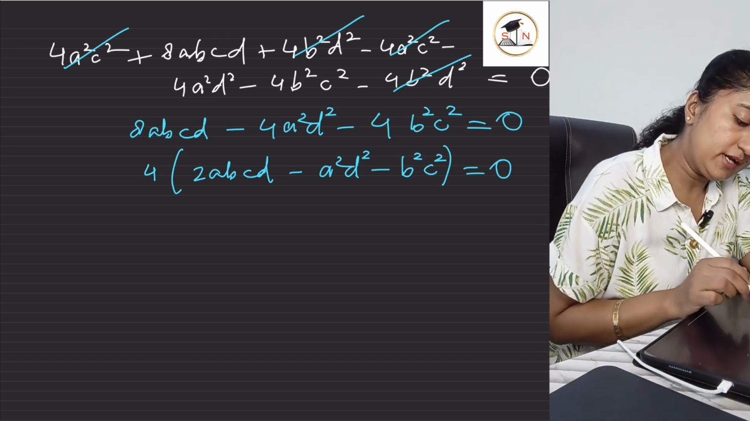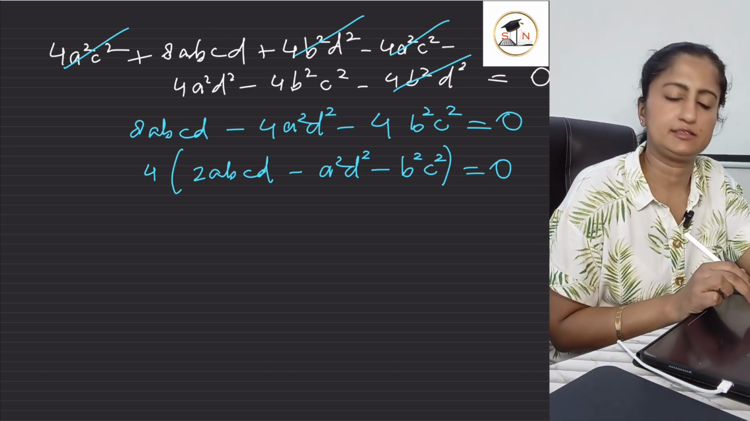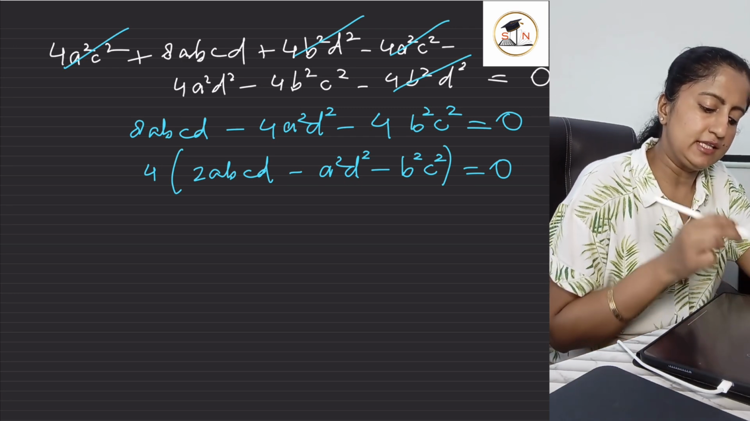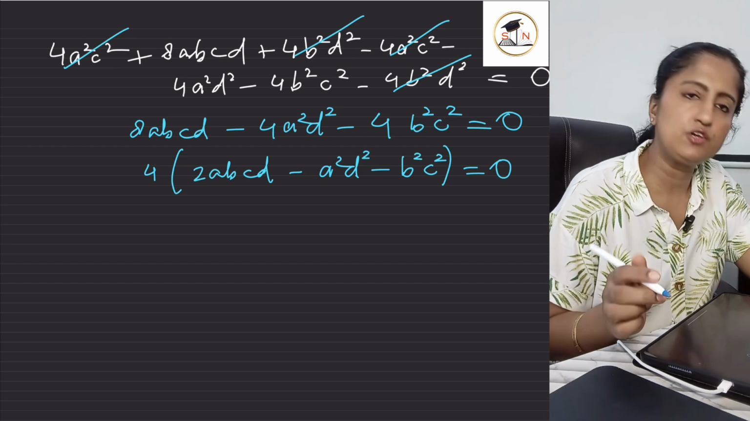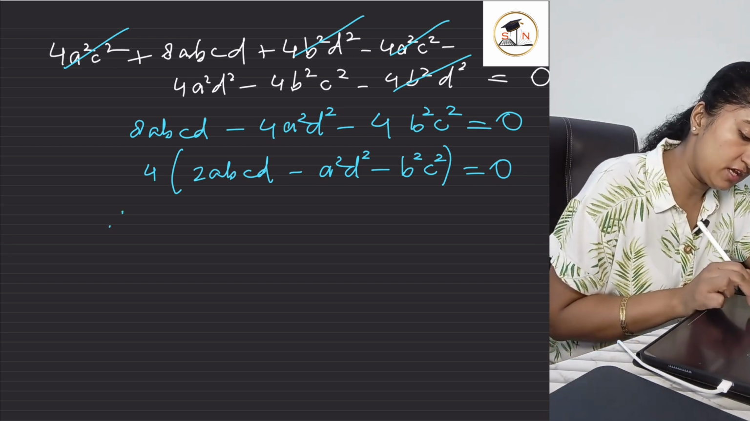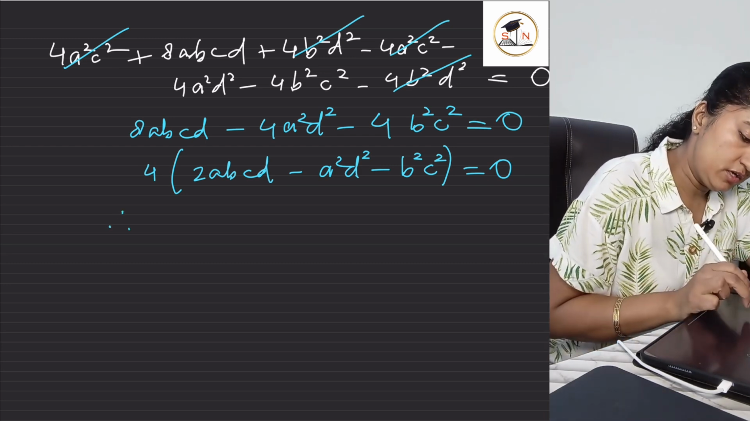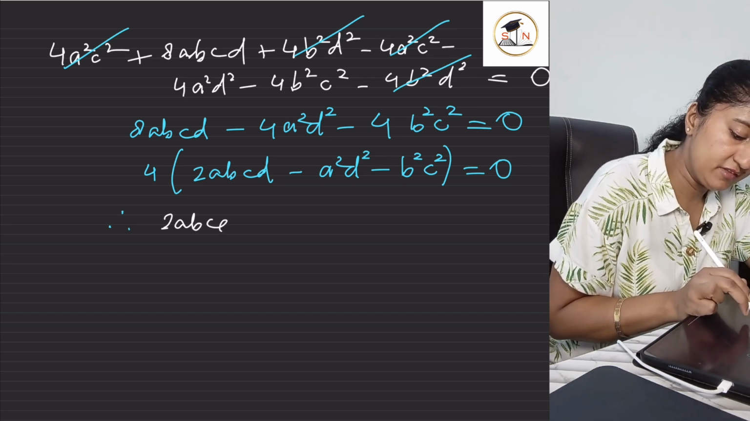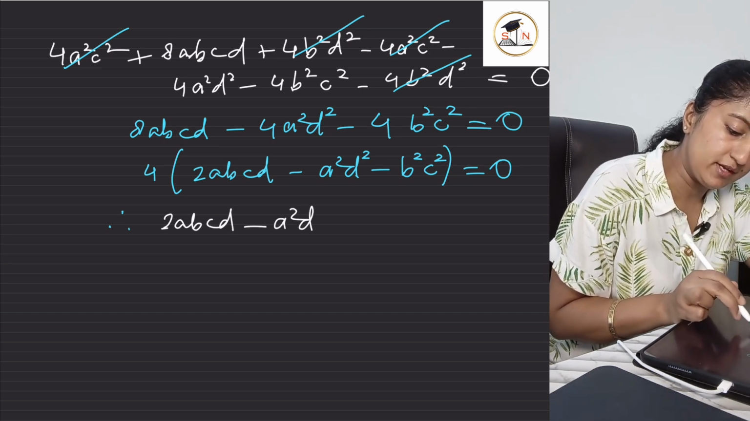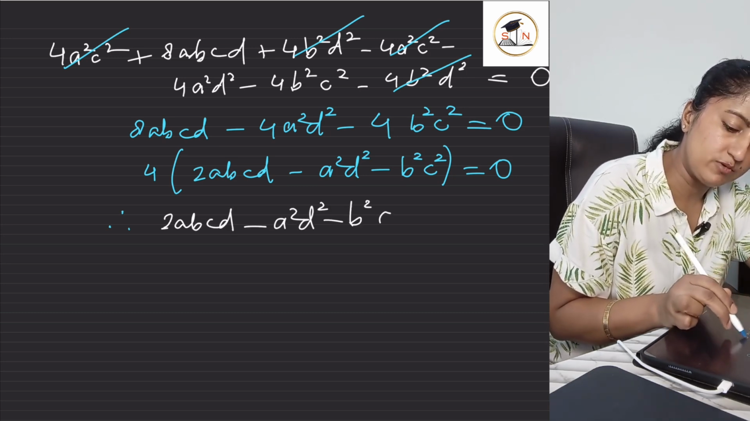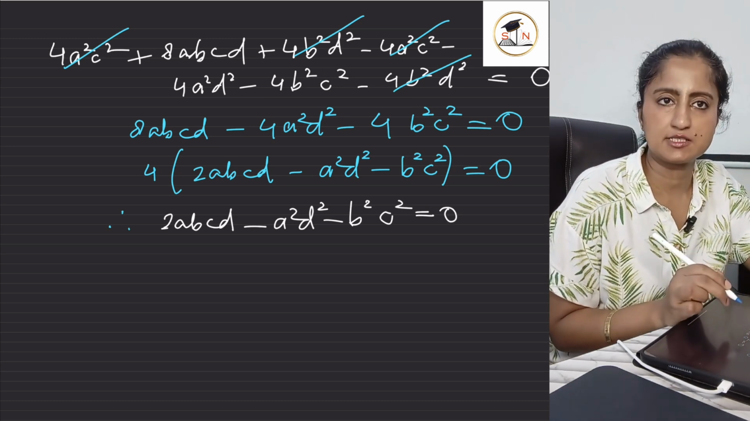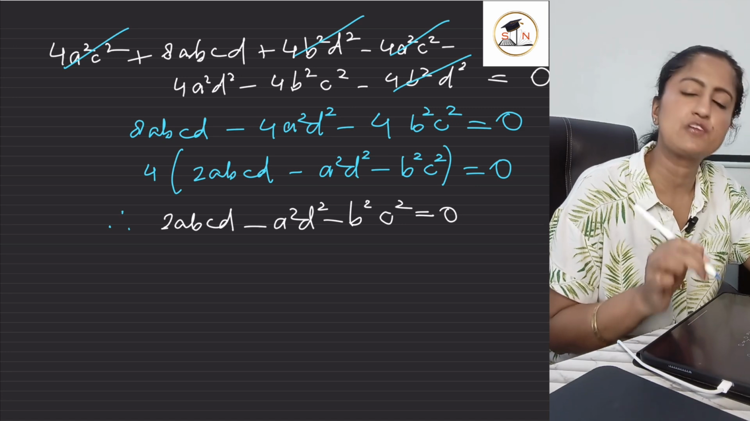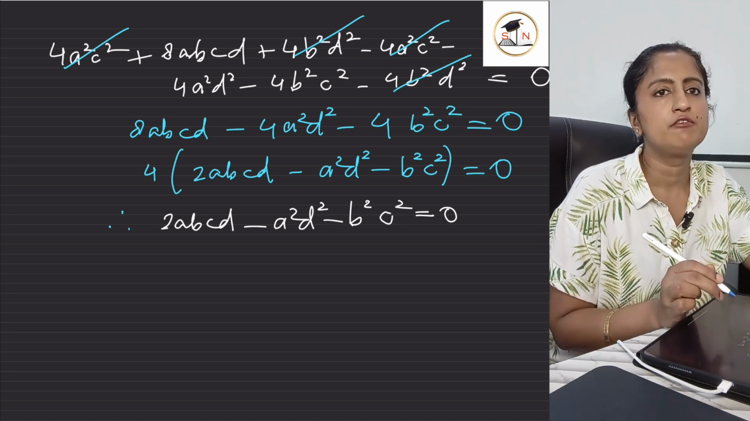So now what we are getting, see, we have got two factors. The first factor is 4. The second factor is the full bracket. We can just ignore 4, and from here, therefore, we can write 2abcd minus a square d square minus b square c square equals 0. Guys, we need to be very careful at this step. And I understand this step is actually confusing when you are doing it for the first time.